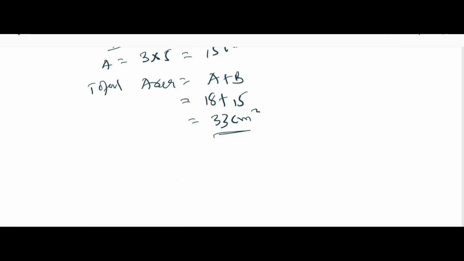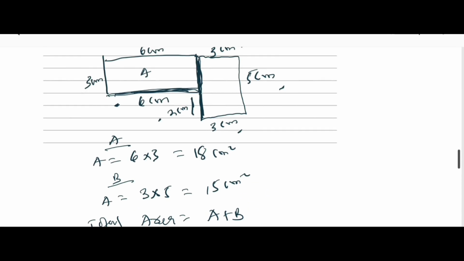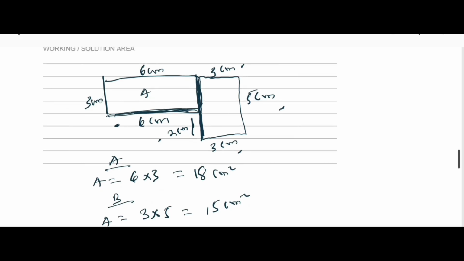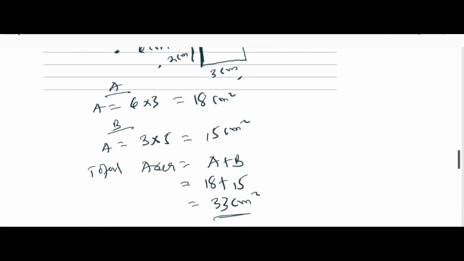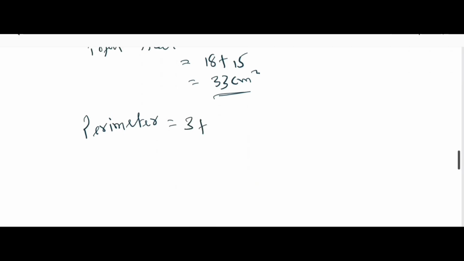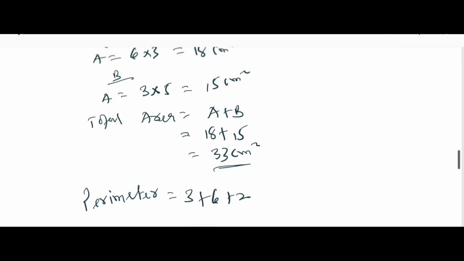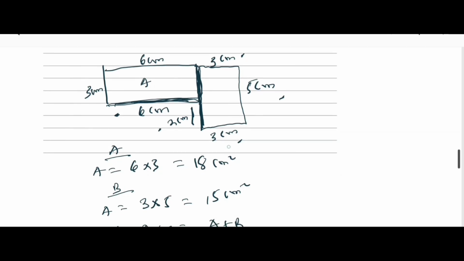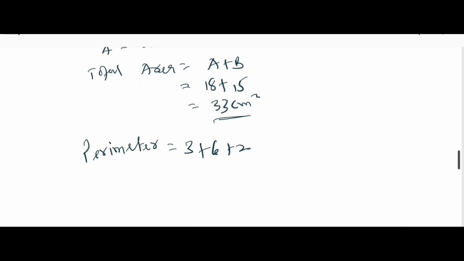So the perimeter of the outer lines is equal to, let's start from the left, 3 plus 6 plus 2. Then 3 plus 5 plus 9. From here to here is 9 together. So 3 plus 5 plus 9. So plus 3 plus 5 plus 9.